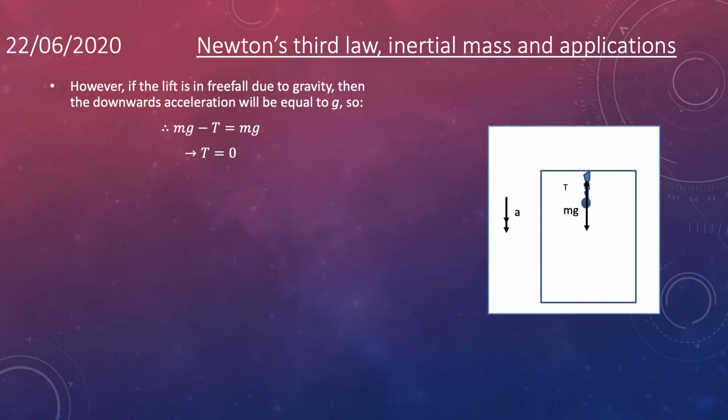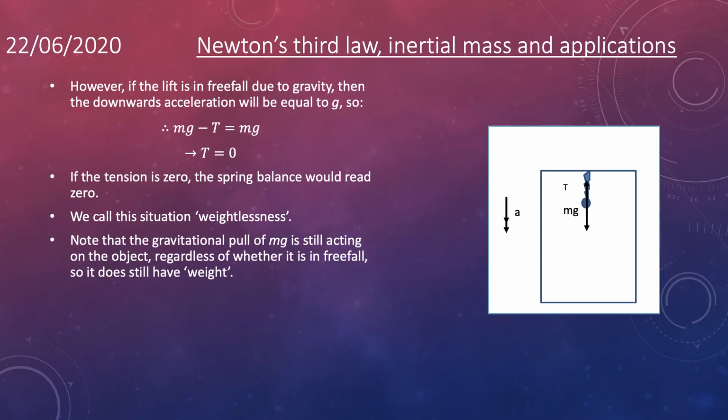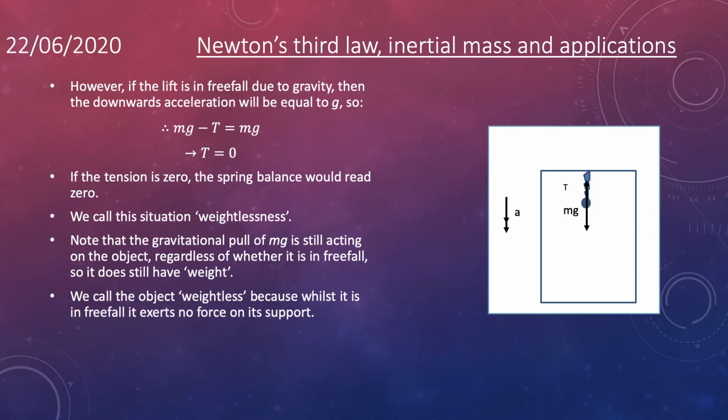But you notice we've got mg on both sides there, so the mg subtracts. We get T equals 0. If the object is in free fall, there is no tension read in that spring balance. So the spring balance would read 0. We call that weightlessness. So the gravitational pull is still acting on that object. There is still mg pulling downwards, regardless of whether it's in free fall. It does still have weight, but we call it weightlessness because it exerts no force on its support. So that object would be bouncing about like it were in a space station.